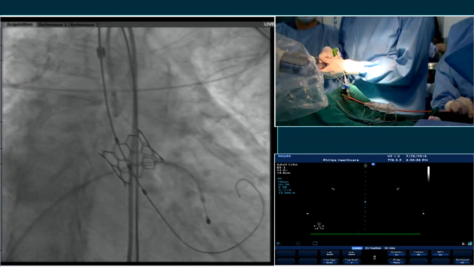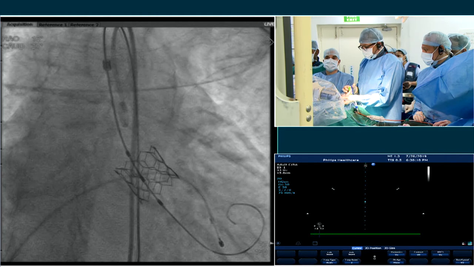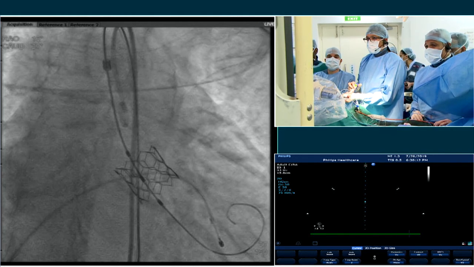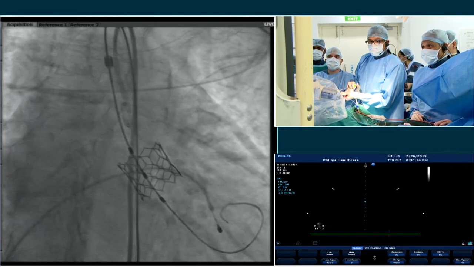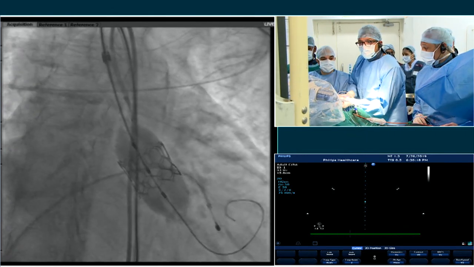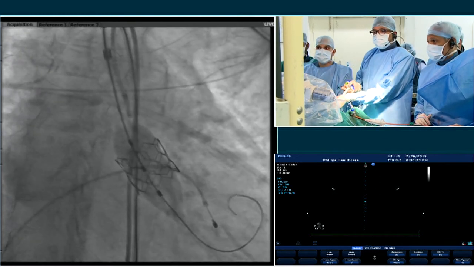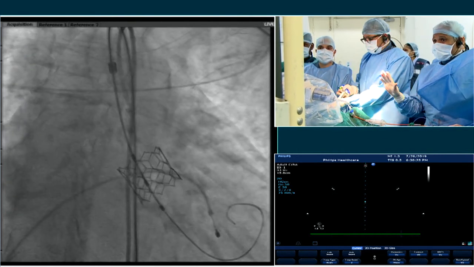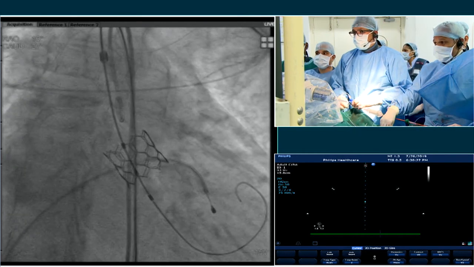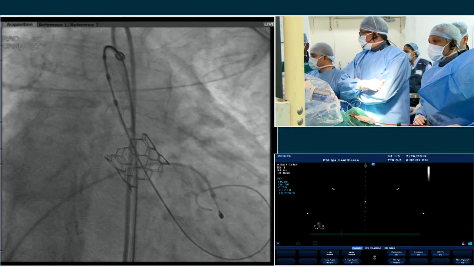So we're going to do another long pacing run. Okay, off fluoro. Okay, pacer on 180. Okay, that's fine. Keep going. Don't say anything. Okay, pacer off. Okay, come on out. Fluoro. Okay, play that, please.